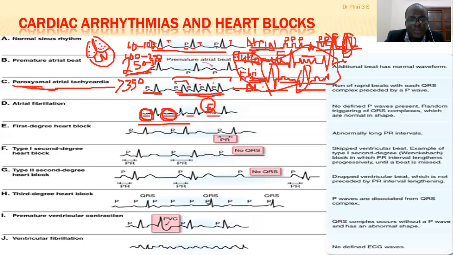Then one of it will be conducted, and then you have a QRS complex. Then you can see that. So from the ECG, you are able to tell that this is atrial fibrillation. Then down here, you have the first degree heart block.